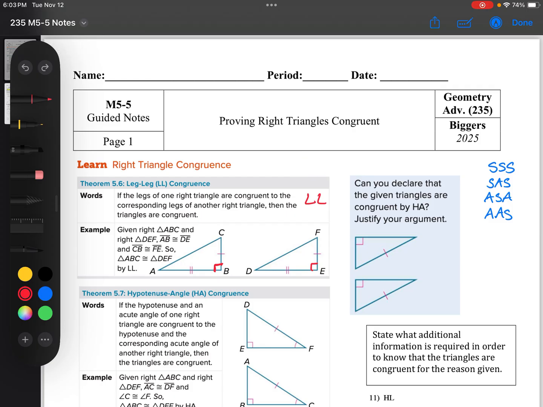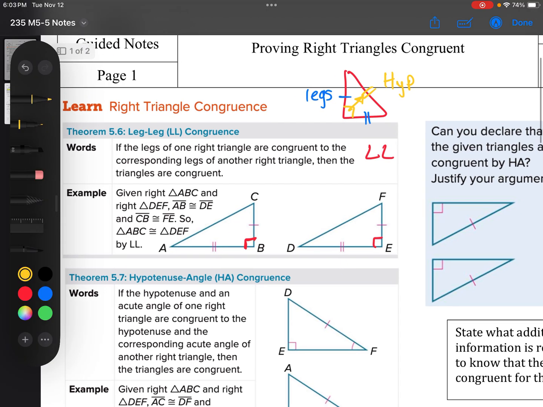You have two legs. So the blue marks are legs. This would be called the hypotenuse, which is always directly across from the right angle. So when I say leg, leg, that's how you know. So the two legs here are congruent. That's leg, leg congruence.